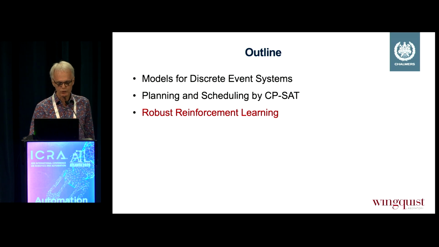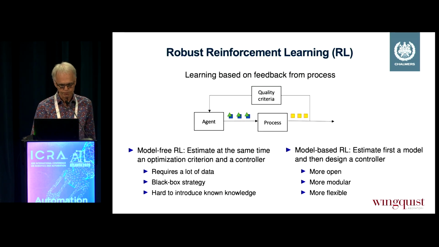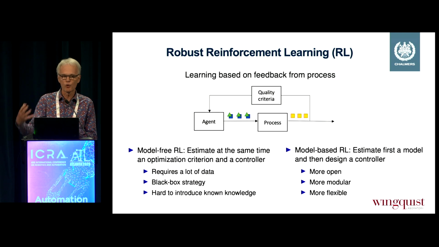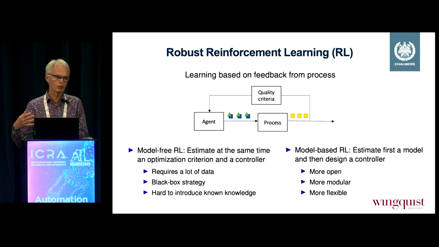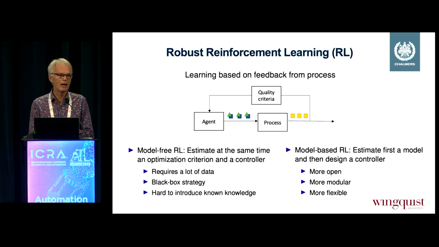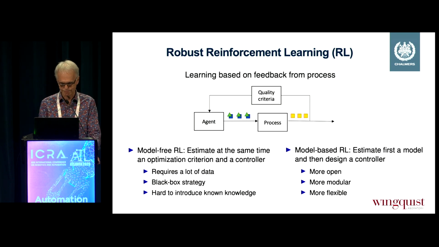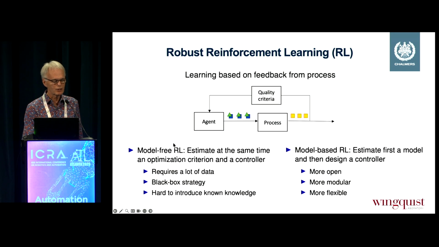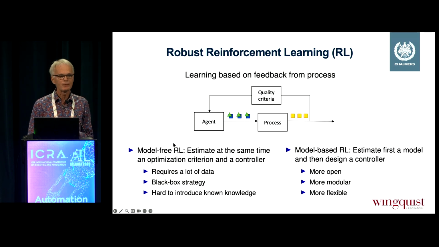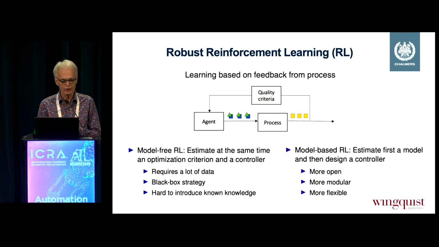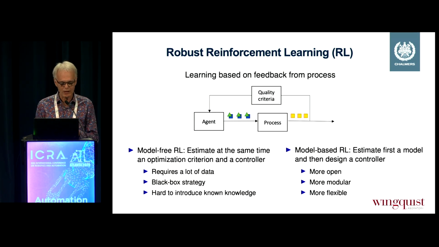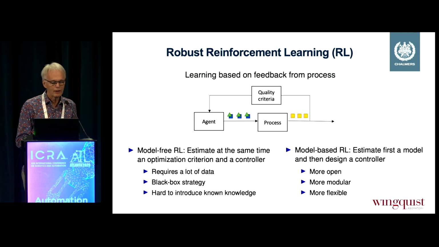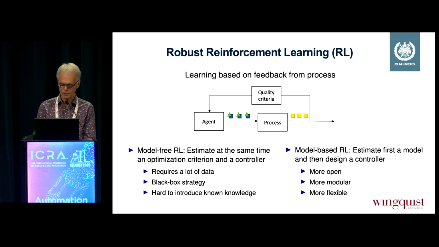Also, some words about reinforcement learning. I think all of you are familiar with reinforcement learning in the sense that you are trying to take a step forward and see what you can learn from that, and in the end also to reach goals in this case. The most popular one is what is called model-free reinforcement learning. And then you estimate both a criterion and a controller at the same time. It's very costly in terms of data, and it's a black box strategy. It's hard to introduce own knowledge.